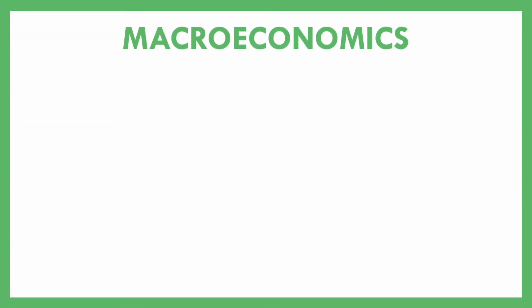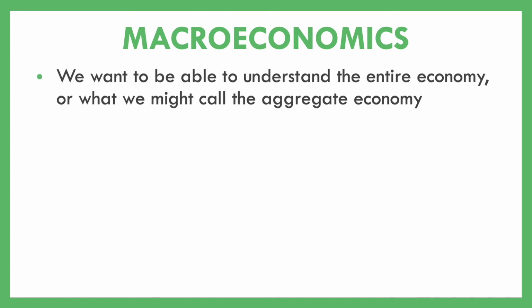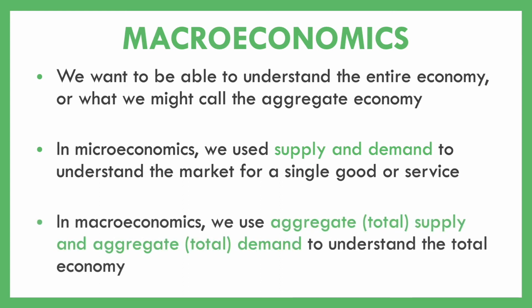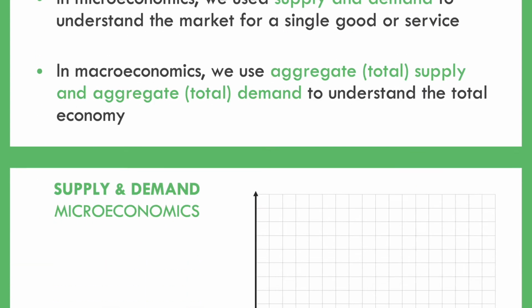Now, again, we said within macroeconomics, we are attempting to study not just a single market, but we want to look at the entire economy, or what we might call the aggregate economy. Aggregate really just means total. And we had said in microeconomics, we used our basic supply and demand model in order to understand the market for a single good. But in macroeconomics instead, since we want to study the entire economy, we're going to use what we call the aggregate supply and the aggregate demand, or what we may say the total supply and the total demand, to understand the total economy. So let's review these models.